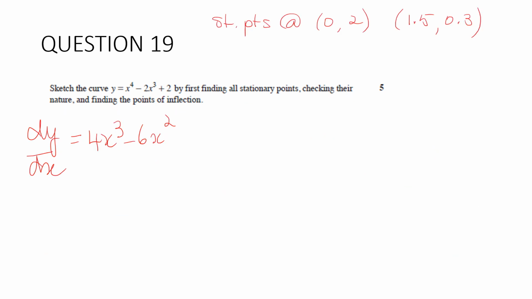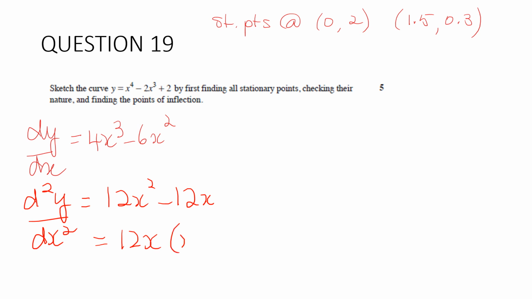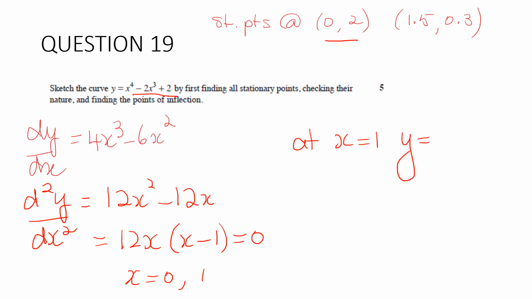Now let's find any points of inflection. So we need the second derivative, which is equal to 12x squared minus 12x. Factorising, 12x (x minus 1). And we want to solve this equal to 0. So we've got x is equal to 0, which we already know about, or 1. Let's find the y coordinate. At x is equal to 1, y is equal to 1 take 2 plus 2, which is equal to 1. And so we have an inflection at the point (1, 1).